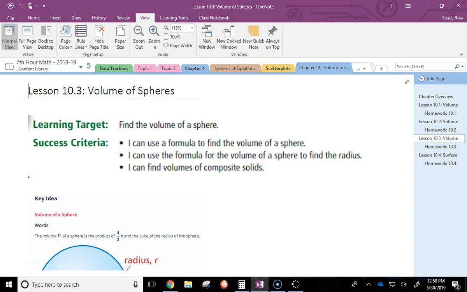Alright, we are doing lesson 10.3, volume of spheres. This should not take us too long. Mainly, we're going to go over the formula, do pretty much 2 examples.